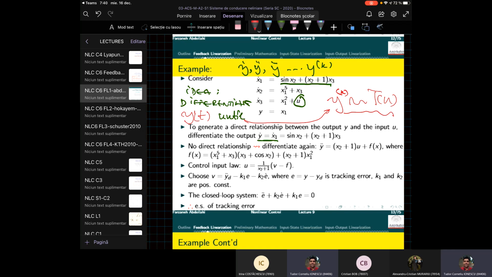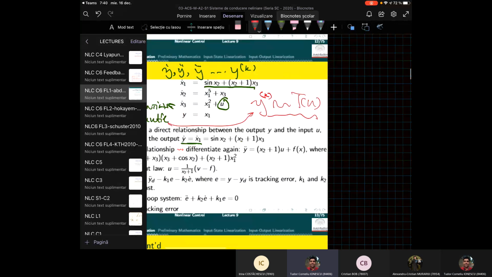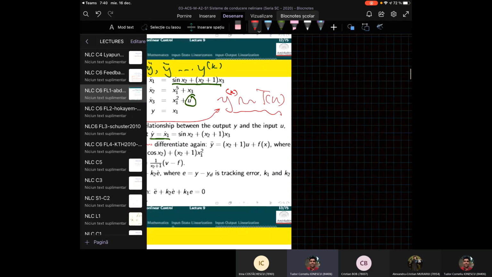Some sort of linear relation, indeed. Look at the example. You do y dot. y dot is x1 dot, which is sine x2 plus x2 plus 1 times x3. No relation to u. So you differentiate once again. And you get y double dot.